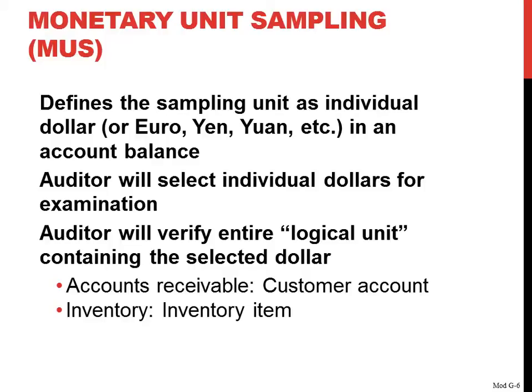Right? Because think about it, you could have hundreds of customer accounts. The auditor is probably not going to look at all of them. So they're going to have a basis to select the accounts that they do look at. If we're talking about inventory, for example, it would be inventory items.